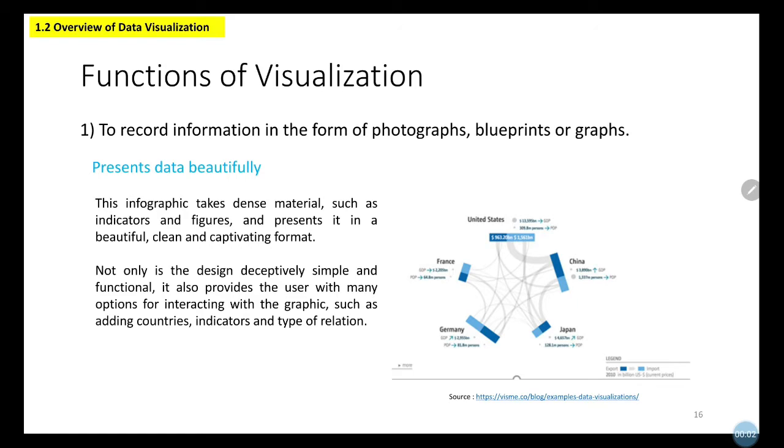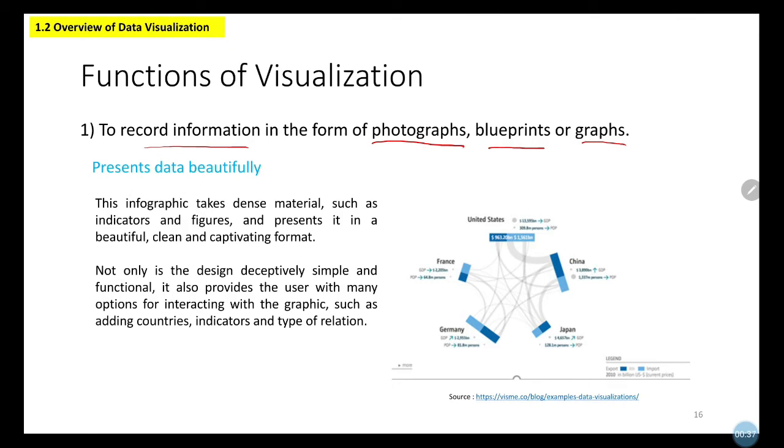Next is the functions of visualization. We are going to discuss two functions of visualization. The first one is to record information in the form of photographs, blueprints, and or graphs. That's the function of visualization. The reason is that we want to keep the information in the form of photographs, blueprints, and graphs because it helps to present data beautifully.